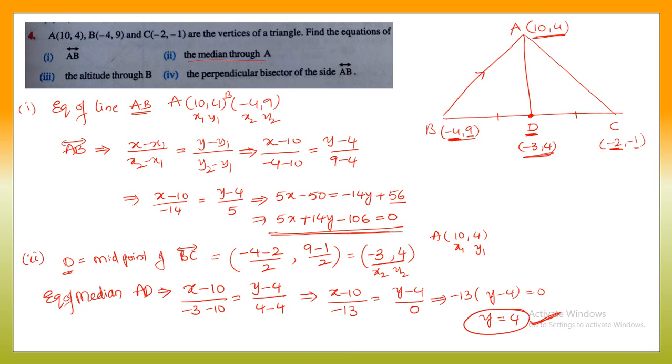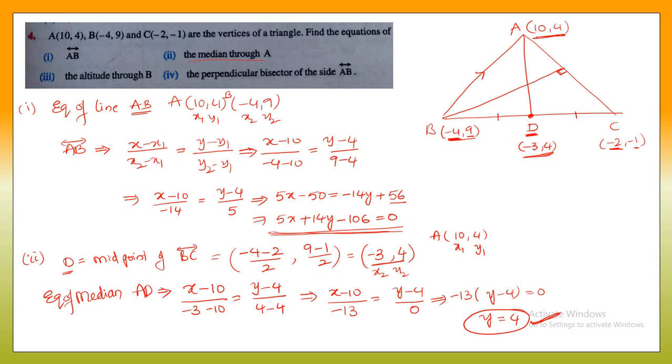Altitude through B. So from B I need to drop an altitude. So what is meant by altitude? Altitude is nothing but a line which is perpendicular to the given base, right? So through B we are drawing an altitude, that means it will be perpendicular to AC. It is perpendicular to AC.